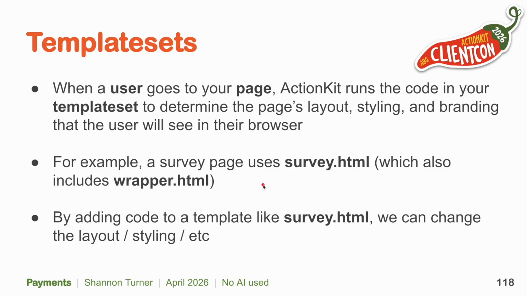So for example, if you have a survey page that you send your users to, that page is going to use survey.html inside your template set. And survey.html also includes wrapper.html. So if we add some code to a template like survey.html, we will change the layout and styling and branding and all of that we see on survey pages. Or by making a change to wrapper.html, we can change the layout and styling and branding for every page type all at once.